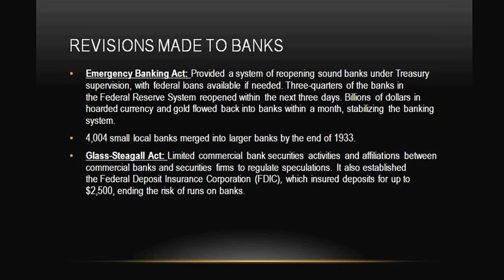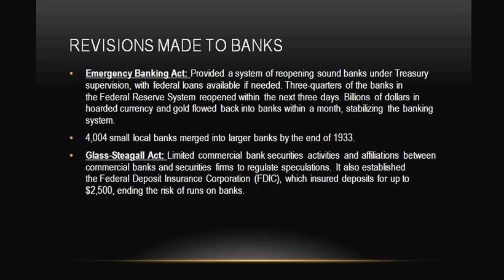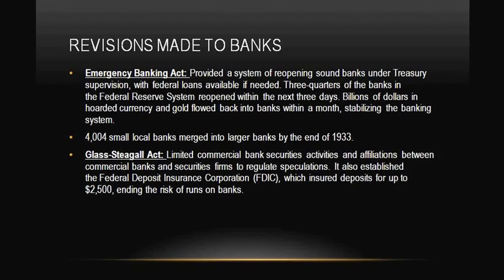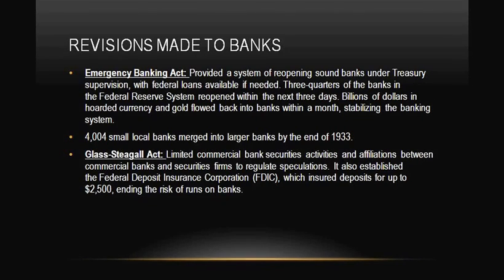Now, the result of this was 4,004 small local banks merged into larger banks by the end of 1933. Now, what the Glass-Steagall Act did was limit commercial bank security activities and affiliations between commercial banks and security firms to regulate speculations. It also established the Federal Deposit Insurance Corporation, or the FDIC, which insured deposits for up to $2,500, ending the risk of runs on banks.